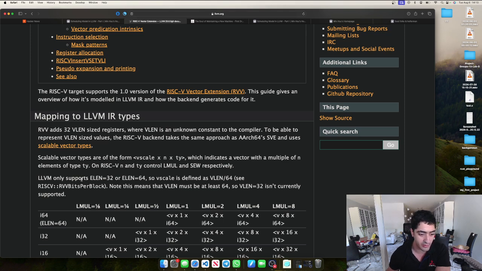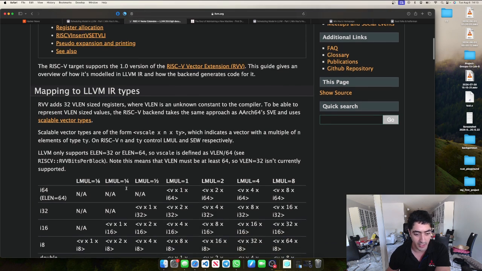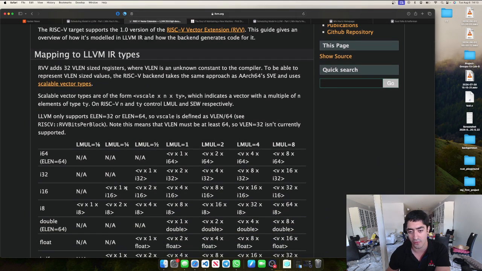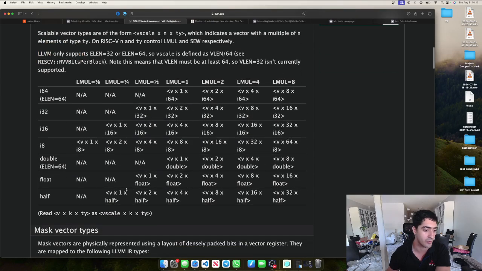LLVM only supports ELEN 32 or ELEN 64, so vscale is defined as VLEN by 64. Note that means VLEN must be at least 64, so VLEN 32 isn't currently supported. So I believe these are just the integers, and that will be float half.